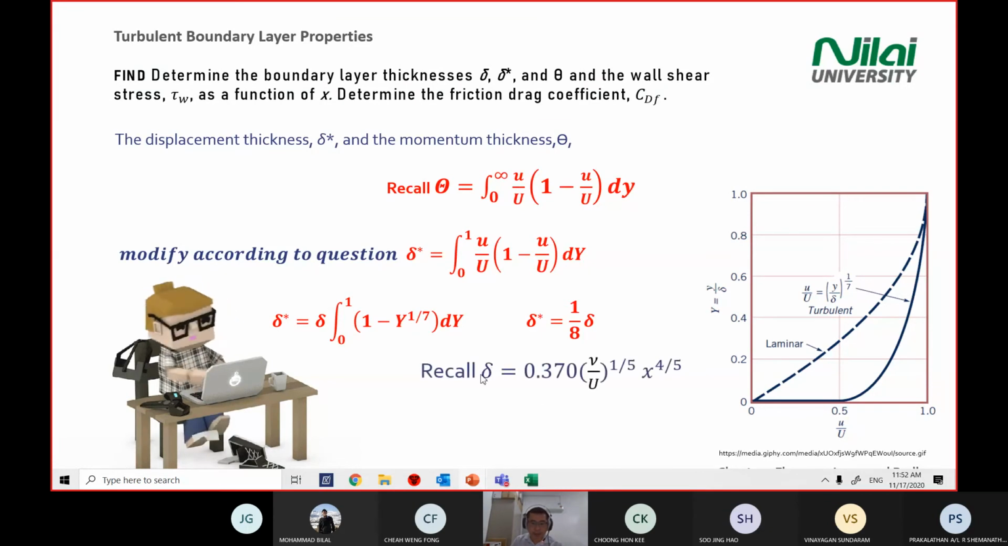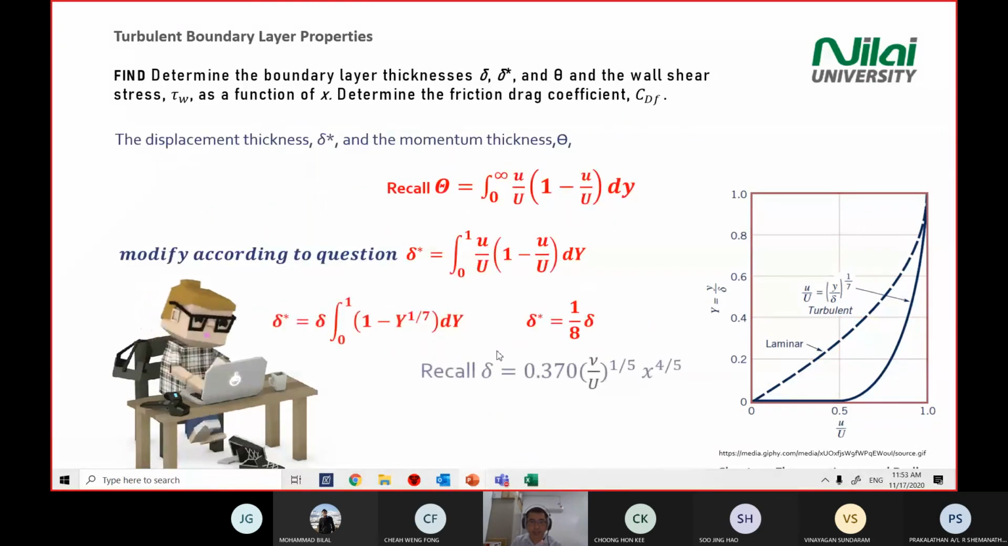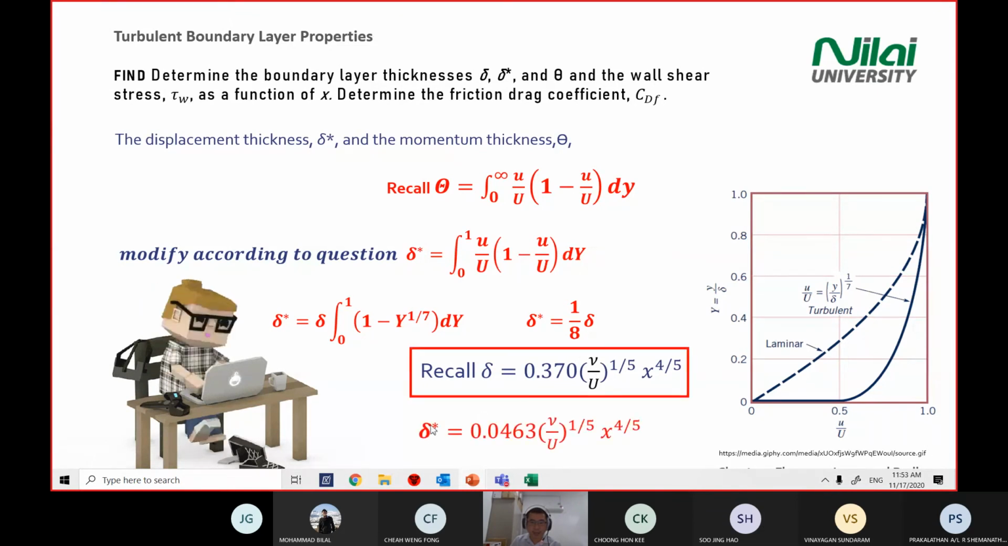Recall the equation of this one. Just now, you already found out what this one is. You put it inside this equation, put inside this whole definition for thickness, divided by 1 over 8, right, divided by 8. So your thickness star equal to 0.0463, and the rest will be the same. We have cleared the second thickness star here.